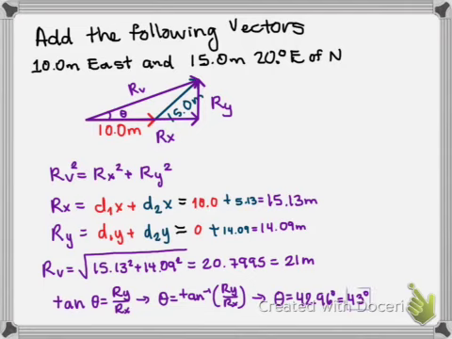So having these data, the angle and the RV, now we know that the resultant vector is going to be a vector going 21 meters, 43 degrees north of east.